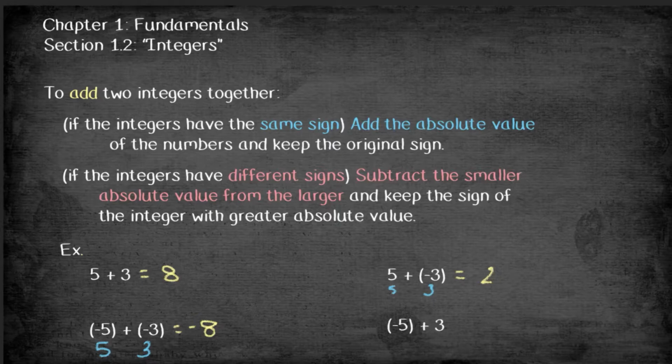And if we had -5 plus 3, same deal. Make a note here what the absolute values are. I'm taking away 3 from 5, which gives me 2. But in this case, the integer with the larger absolute value had a negative sign, so the answer is negative.